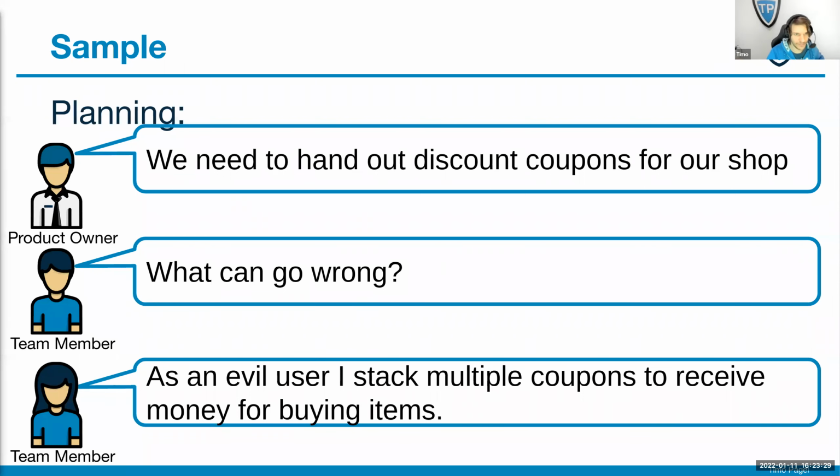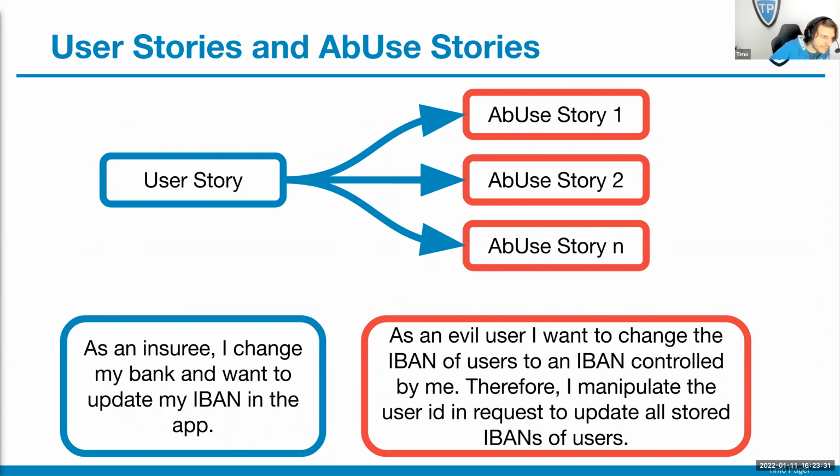So that shouldn't happen. As we have heard in the comments already from Michael, it is a good approach to create user stories, and for the user stories you create these abuse stories. So what can go wrong? I have a lot of customers in the insurance industry, so that's why we see here an example from the insurance industry. As an insurer, I change my bank and want to update my bank account in the app.